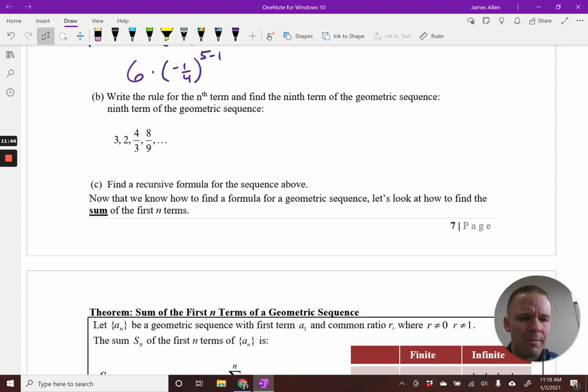So how do I find my common ratio? Remember, I can take one term and divide it by the previous. I think 2 divided by 3 would be the easiest, right? So I got a sub 1 is equal to 3. R is going to be 2 over 3. Done. Okay, I got that.